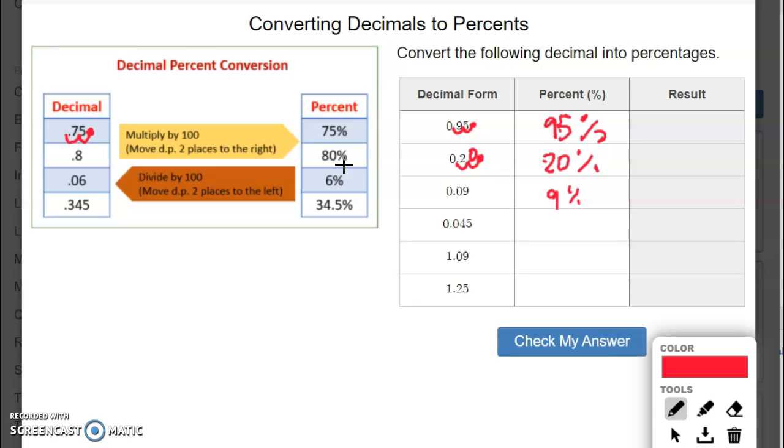What's 1.09? That's going to be 109%, because we are again moving the decimal place to the right. So 1.09 means it's greater than 100%, and 1.25 means it's 125%, again bigger than 100%.